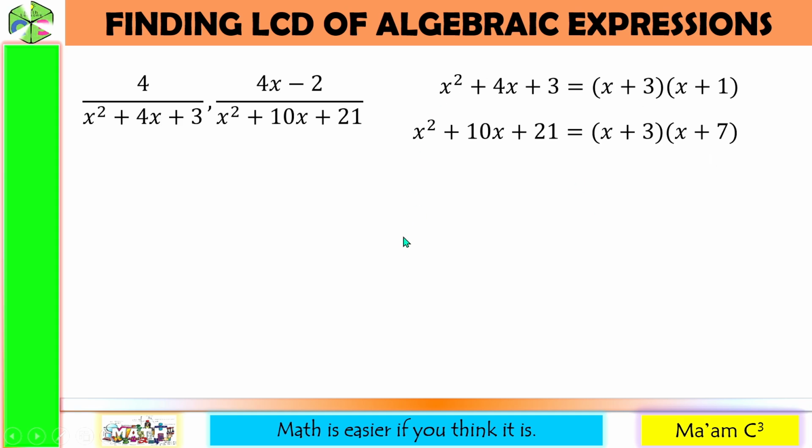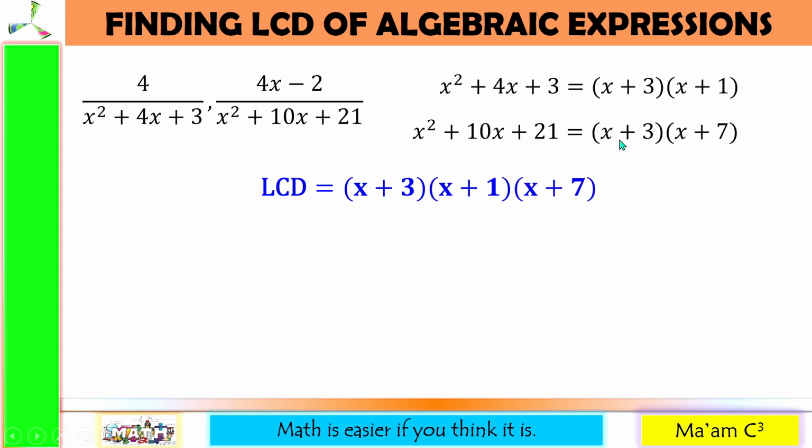Now let us determine our LCD. This is the product of all unique factors. So we have x plus 3 here and x plus 3 here. Let's take one x plus 3. We also have x plus 1. We do not have it here, so this is also unique. Let's have x plus 1. And of course, we also have x plus 7. X plus 3 occurs twice, but we just have to consider it one time for the LCD.